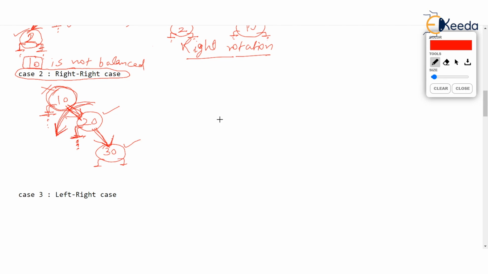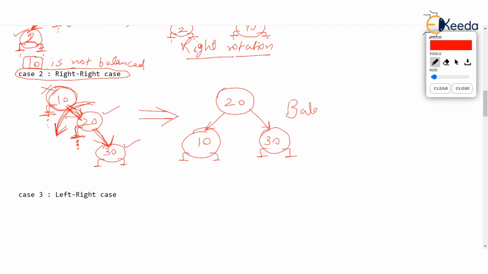So the tree that we will get is 20 will take up a place such that 20's left is going to be 10. And what was 20's right in the earlier tree, it was 30. That will remain 30. It's not going to change. So 10 and 30 are now leaf nodes, and 20 being the parent. Now observe the tree that we have drawn is indeed balanced, no need of proving. So easily, if you have right right case, then you just do left rotation. This is called left rotation.